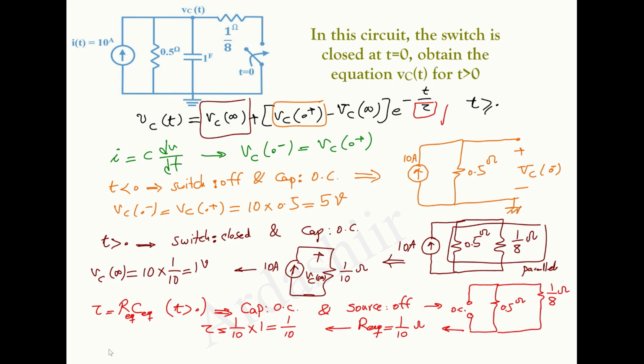Therefore, the final formula for the capacitor relationship will be as follows: Vc of t equals 1 plus (5 minus 1) e to the minus 10 t. And in the simplified form, it is summarized as follows: Vc of t equals 1 plus 4 times e to the minus 10 t.